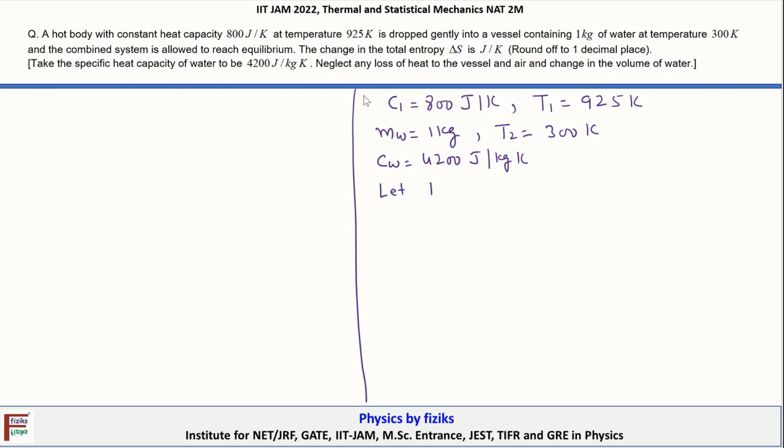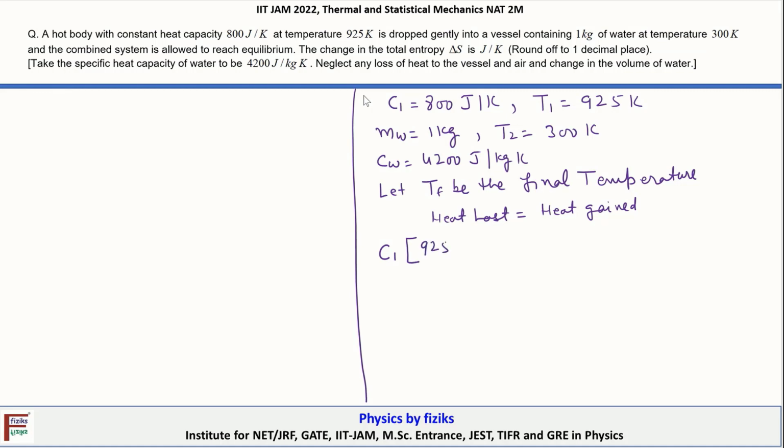Okay, so let's assume that when these two systems are combined, the final temperature is, let TF be the final temperature. Then by applying the principle of calorimetry, which says that heat lost by one system is equal to heat gained by the other system without any loss to the surroundings. Because initially the block was at higher temperature, heat will be lost by this object, so the corresponding heat lost will be C1 delta T.